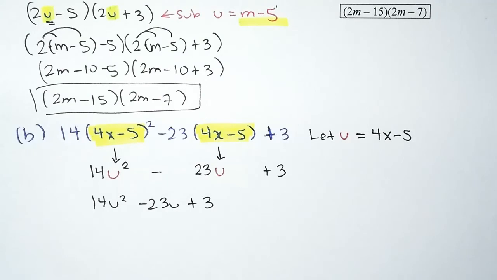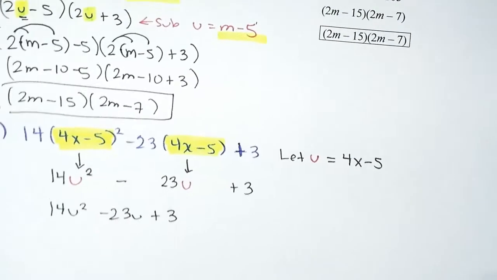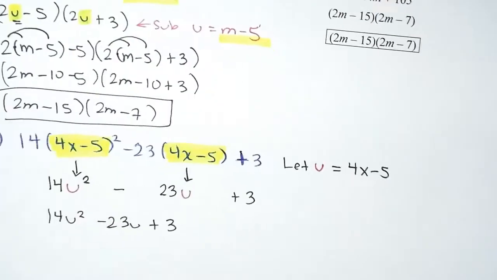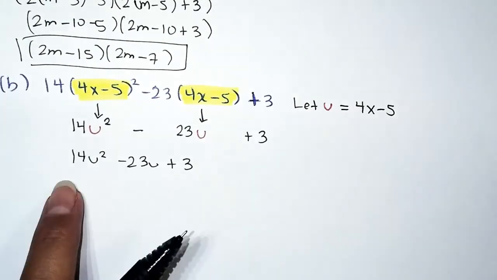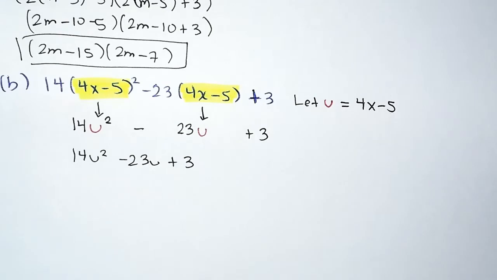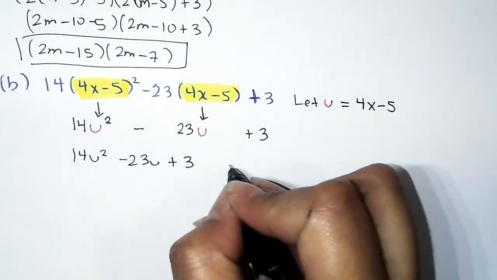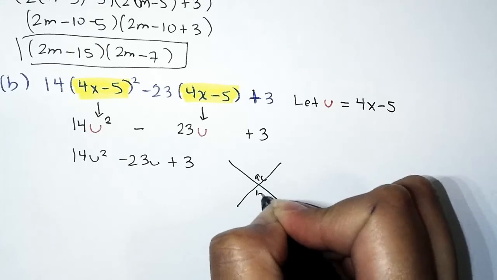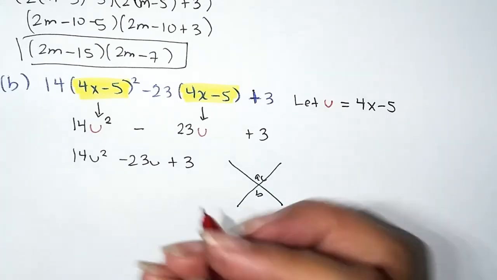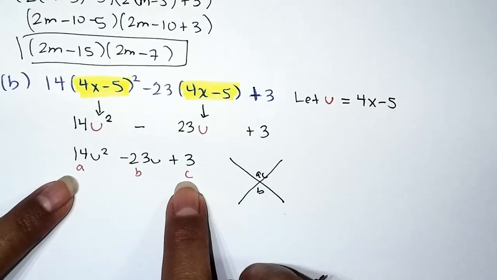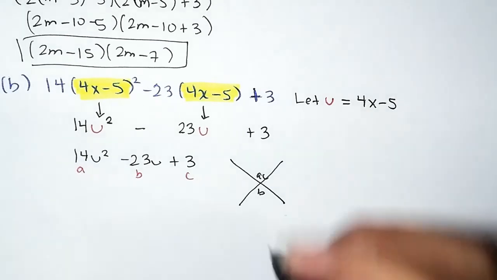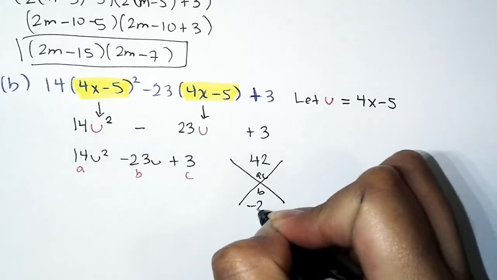So we've got a trinomial. A prerequisite step: watch out for common factors. Unfortunately, these terms don't have any factors in common other than 1. Since the leading coefficient is not 1, we're going to use the AC method. With the AC method, we want factors of AC that add up to B. The product of A and C, namely 14 and 3, will give us 42. The value of B is negative 23.